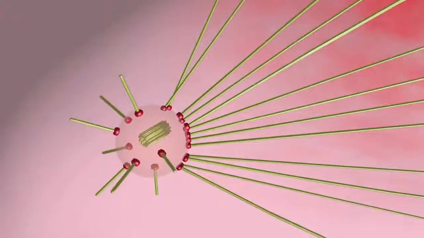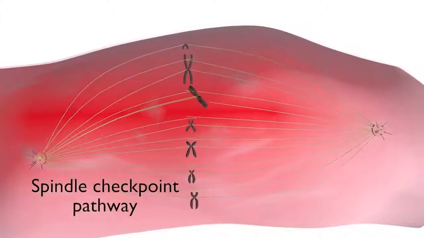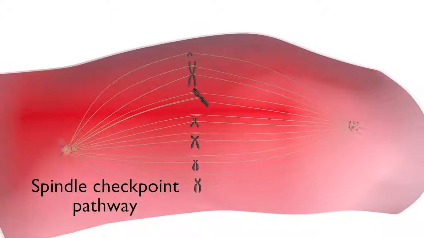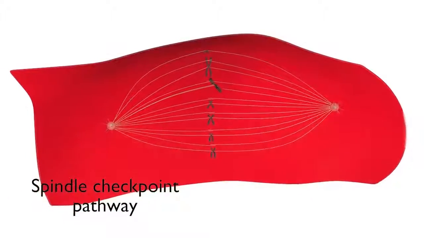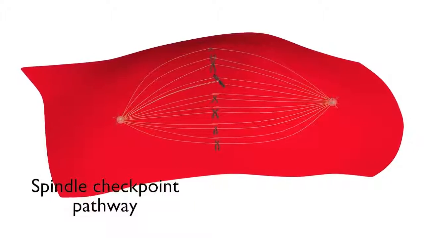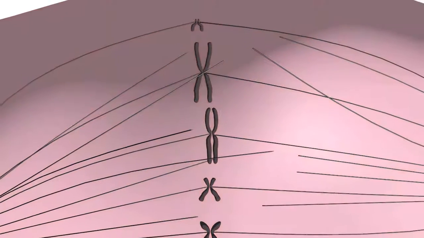To avoid premature sister chromatid separation, kinetochores that are not stably attached to microtubules generate a signal that activates a regulatory mechanism called the spindle checkpoint pathway. This checkpoint pathway blocks sister chromatid separation and other aspects of cell cycle progression until chromosomes have bioriented. Once all chromosomes biorient, the checkpoint signal is extinguished and mitosis can continue.